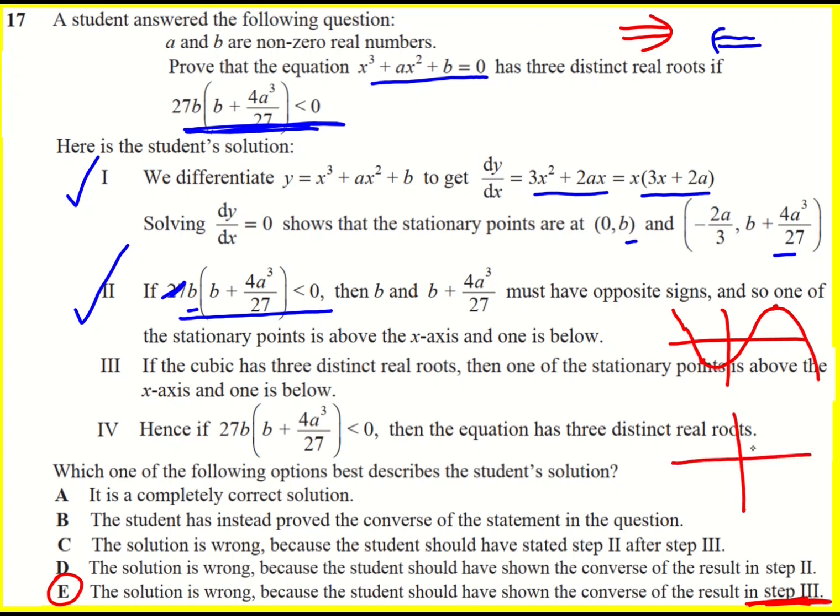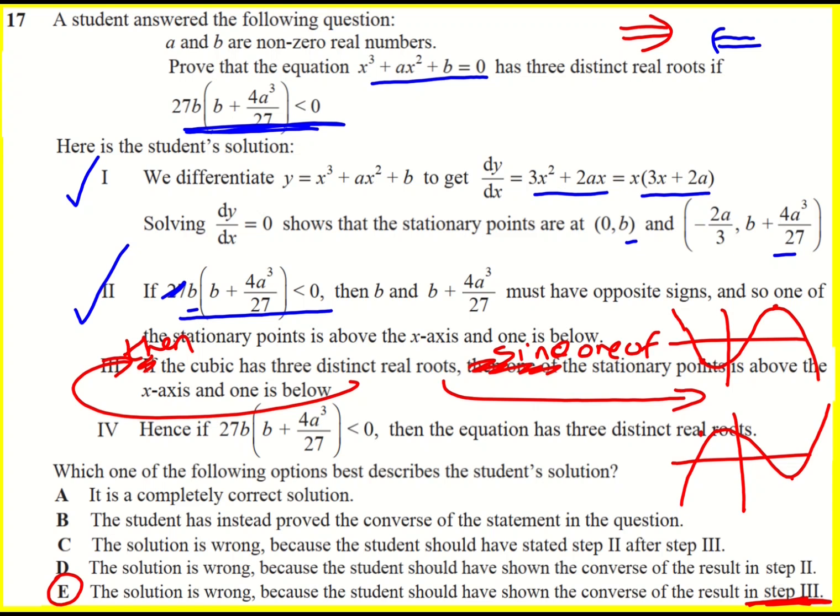If you had a positive cubic, so it's like here and here, then it would go up. It's got to come back down. It's got to then go back up. And again, we've got 3. So this student, they're basically there with the argument. They just need to say, since one of the stationary points is above the axis and one is below, then the cubic has 3 distinct real roots.